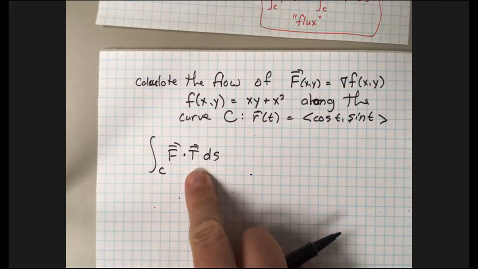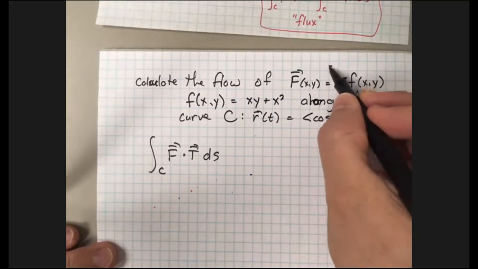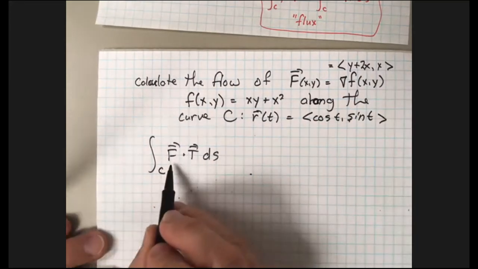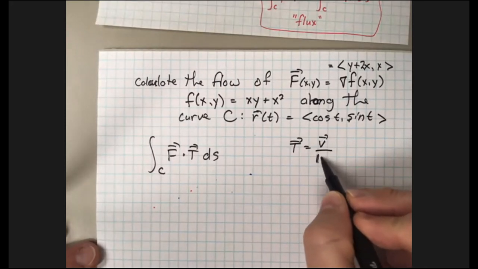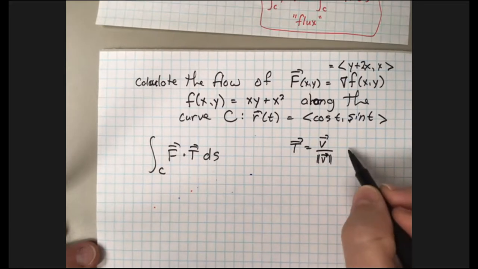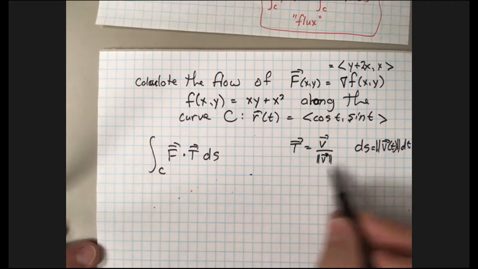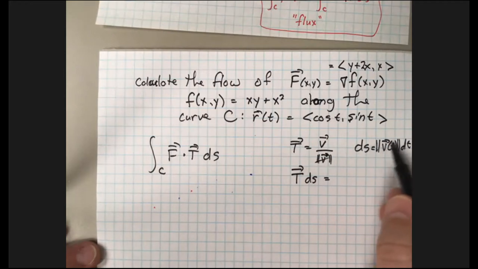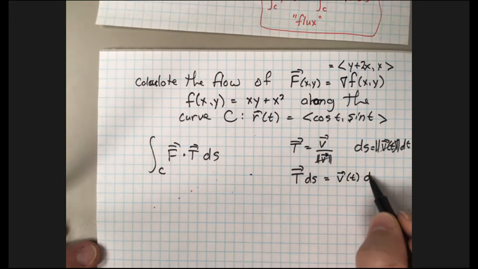It's an idea. Now, how do I calculate it? I also have to know what the field is, and we already calculated this a second ago: y plus 2x and x. So how do I calculate this? Well, I have to examine what T is. Remember, T was V over magnitude of V. That was the unit tangent vector that was relatively easy to describe. And remember, ds, conveniently, is magnitude of V dt. So actually, T times ds, the magnitudes of V cancel out, and T times ds is V of t dt.